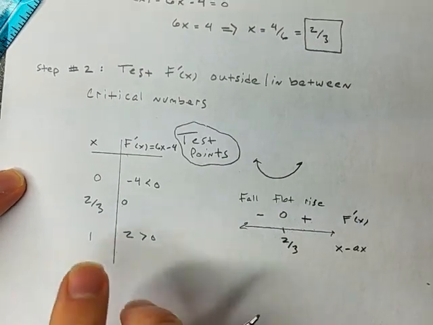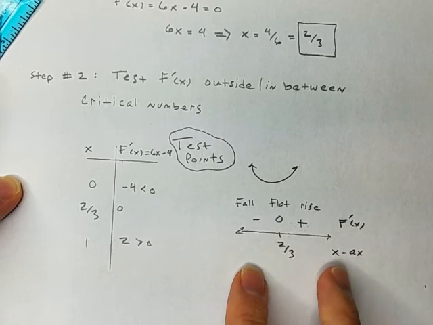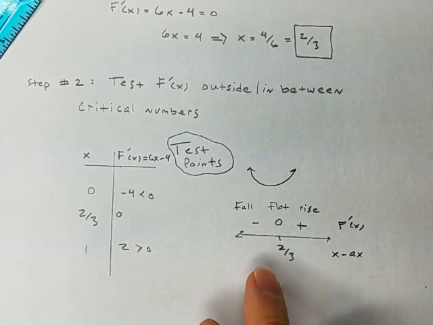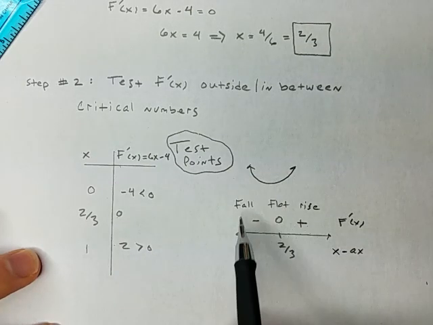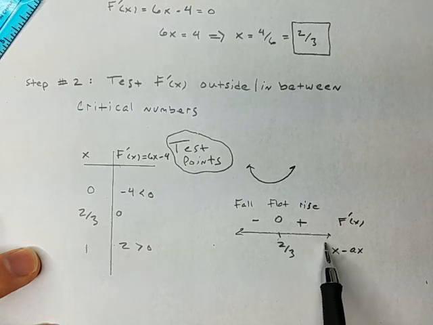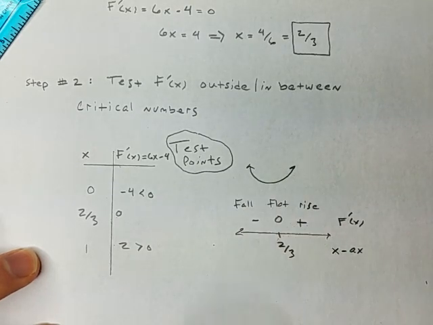All right, so that's the test points. It gives me a look at this chart, and then I know where it's increasing and decreasing. It's decreasing from negative infinity to 2/3. It's increasing from 2/3 to infinity because it looks like that.